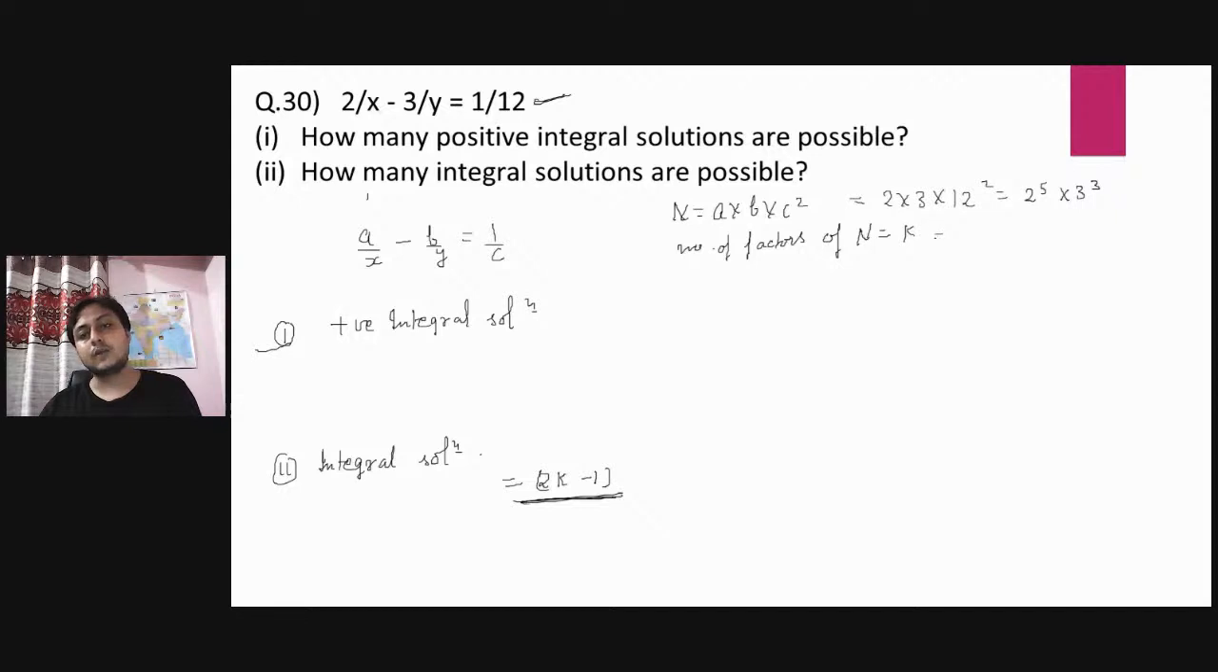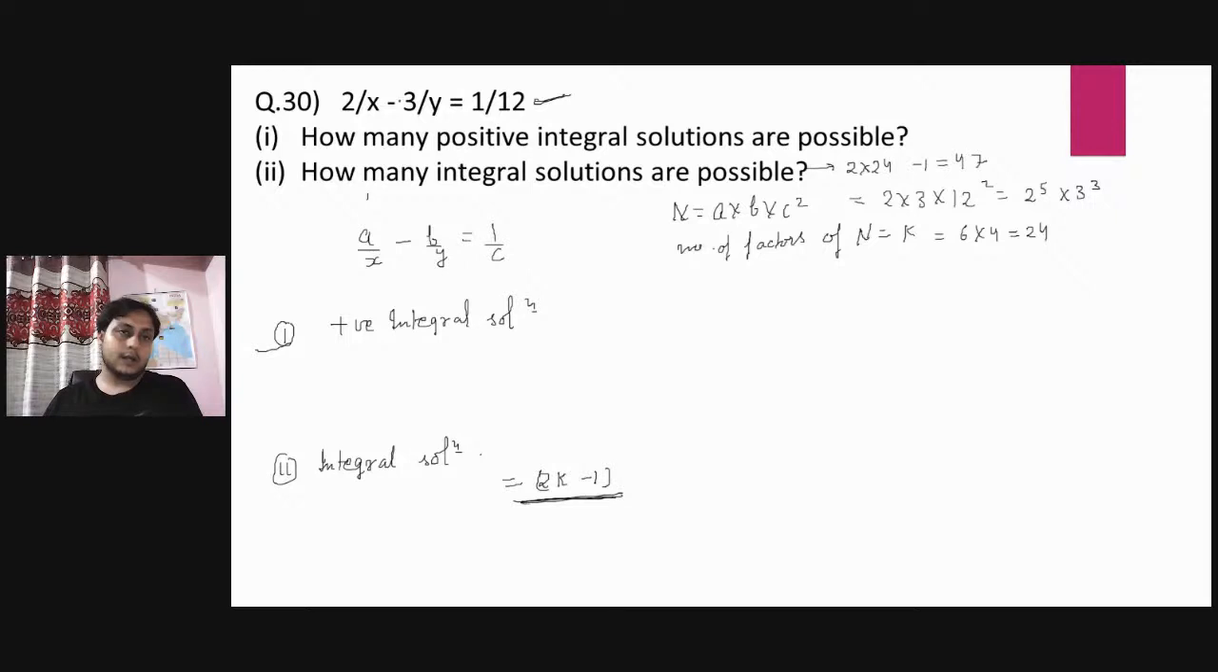The number of factors of n comes out to be 6 into 4, 24. So the number of integral solutions should be 2 into 24 minus 1, which comes out to be 47. Okay, positive or negative, there is no change in integral solutions, right? So come to the positive integral solutions.